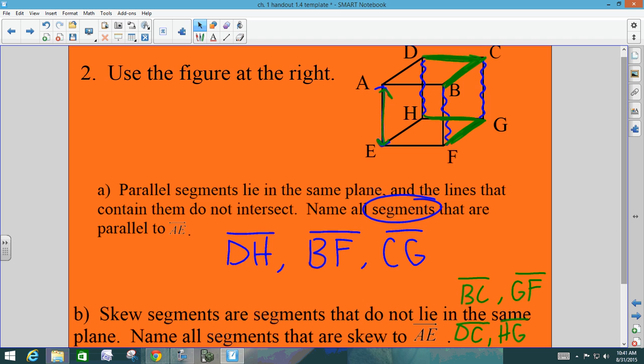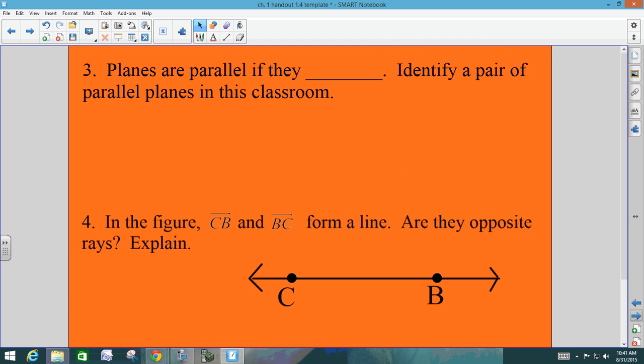Once you have this answer, go ahead and flip it to 3. Go ahead and answer that one. Planes are parallel if they blank. And then identify a pair of parallel planes in the room.